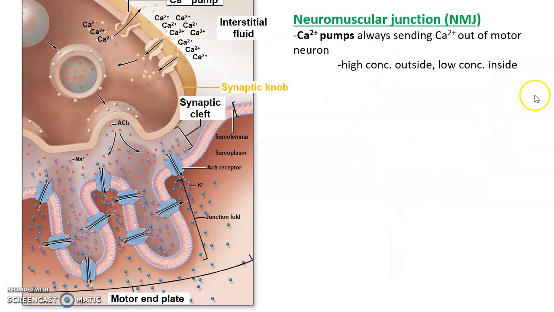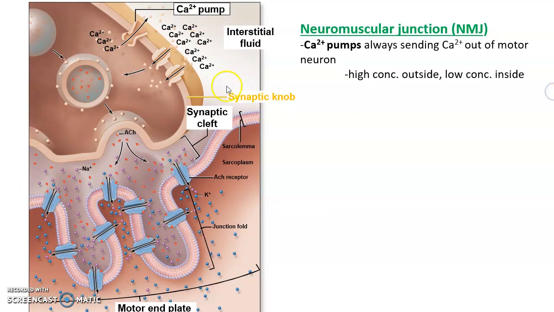Now, normally the synaptic bulb is always constantly pumping calcium ions out of the cell. So the synaptic bulb has very low levels of calcium ions because it has a calcium pump spending energy, ATP, to send out the calcium ions, causing a high concentration of calcium ions outside of the synaptic bulb and a low concentration inside. Synaptic knob, synaptic bulb, very similar terms.